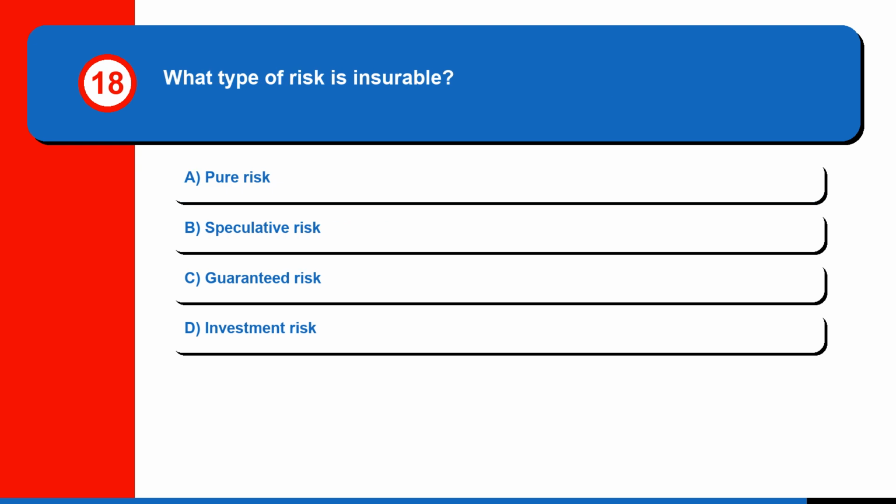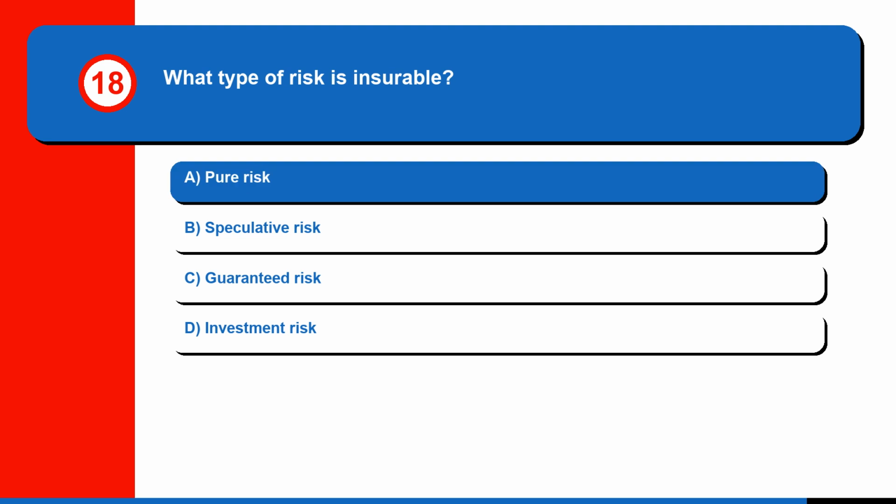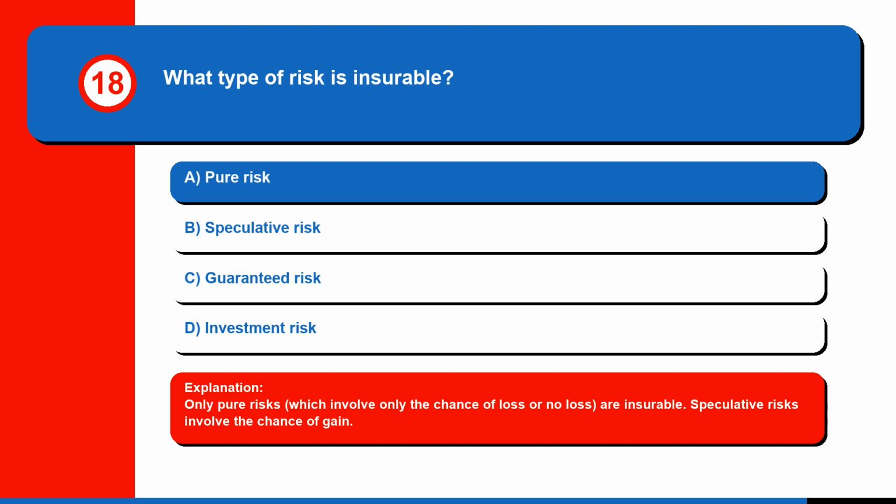Question 18. What type of risk is insurable? A. Pure risk, B. Speculative risk, C. Guaranteed risk, or D. Investment risk. The correct answer is A. Pure risk. Only pure risks, which involve only the chance of loss or no loss, are insurable. Speculative risks involve the chance of gain.